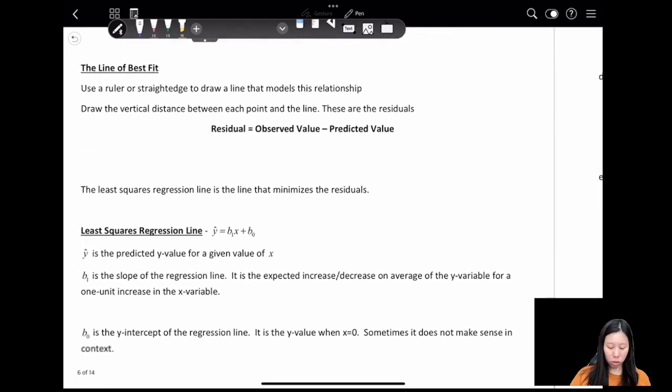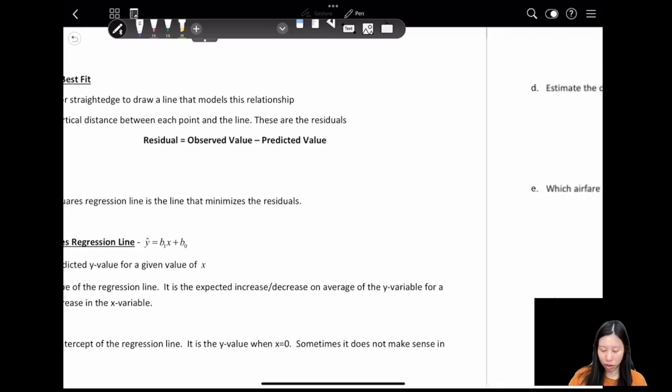Y hat is the predicted value for the given value of x. B1 is the slope of the regression line. It is the expected increase or decrease on average of the y variable for a 1 unit increase in the x variable. B sub 0 is the y-intercept of the regression line. It is the y value when x equals 0. Sometimes it doesn't make sense in the context.